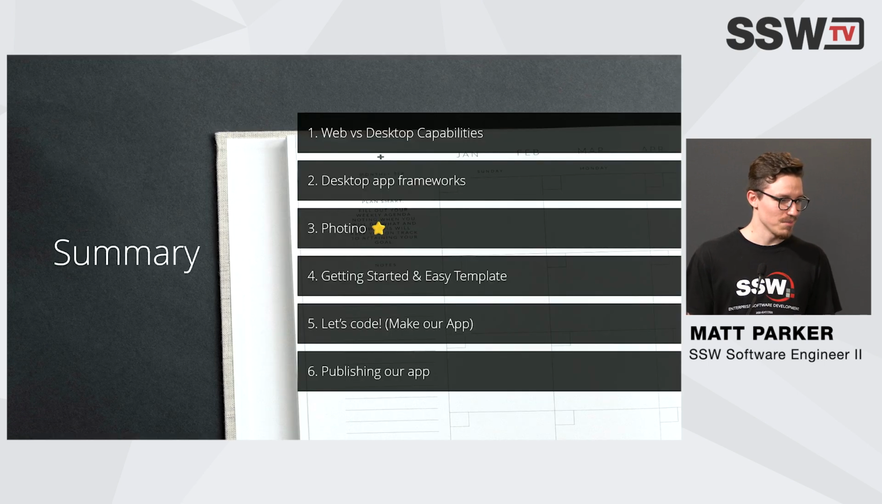Cool. All right, in summary, we had a look at web versus desktop capabilities, some desktop app frameworks. We had a look at Photino, how we can get started, and an easy template. We wrote some code to make our application, and then we looked at how we can publish that app.